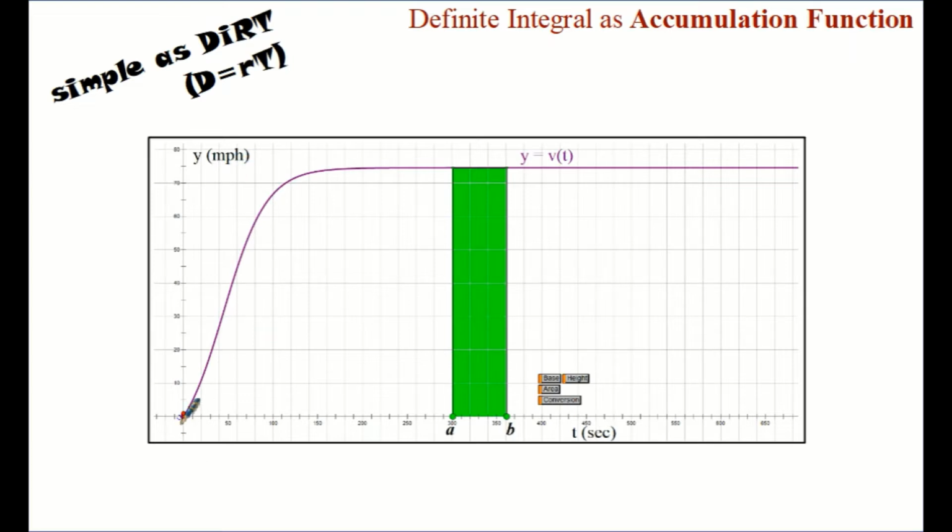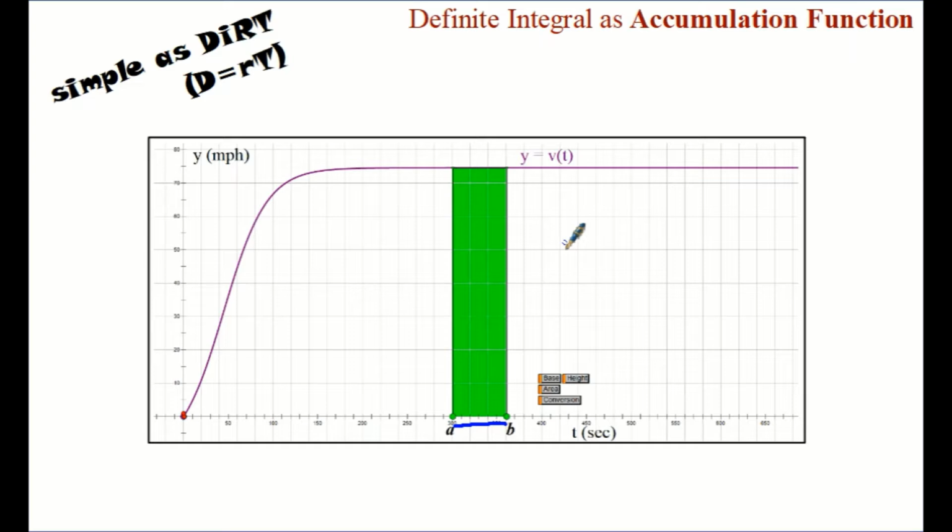You start off from 0, you speed up fairly quickly, and within 100, 120, 150 seconds, you're going around 75 miles an hour. So here we are, a is 300, b is 360. So this is 1 minute, and the height is going to be around 75 miles an hour. So it's a pretty constant speed.